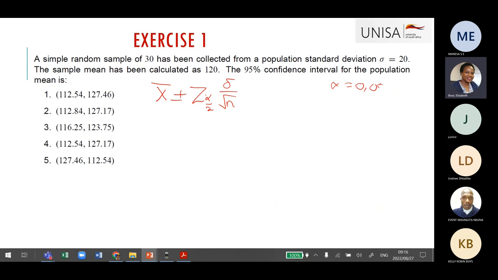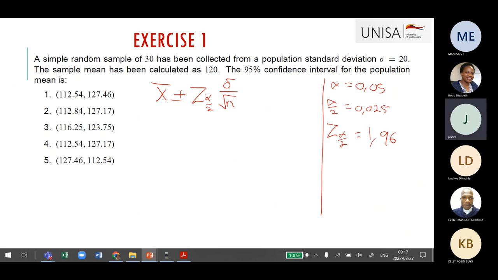So therefore your alpha is 0,05 and your alpha divided by 2 is 0,025. I'm just going to give you your critical value, which is alpha divided by 2. It's 1,96 based on what we know. So just answer that question. No, just the only thing that I'm giving you. Otherwise, then try and answer this, find this confidence interval.